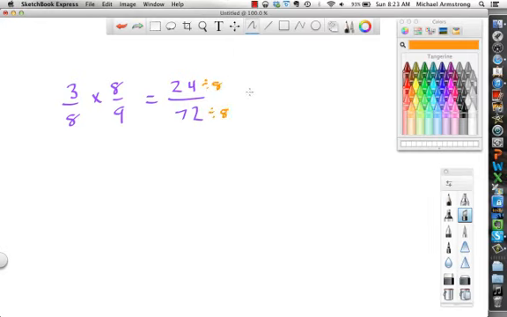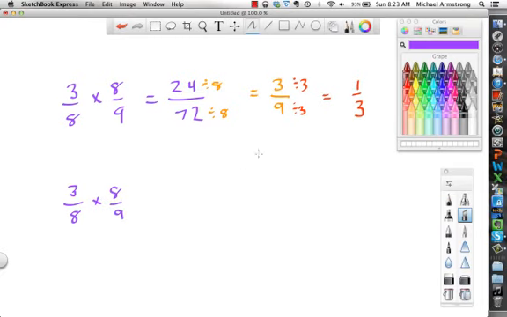Okay, divide by 8, and we get 24 divided by 8 is 3. And 72 divided by 8 is 9. And then I think, oh, well, I can divide 3 and 9 by something. Let's divide by 3 and get 1/3. Oh, nice. So 1/3 is my answer, but it's possible that I could have started over here and gotten there by simplifying before I multiply.